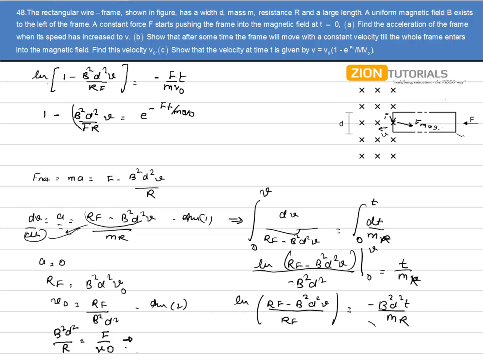This term is nothing but V naught, so I get 1 minus v by V naught as e to the power minus Ft by M V naught. Solving this I get velocity as V naught into 1 minus e to the power minus Ft by M V naught. That is my answer.